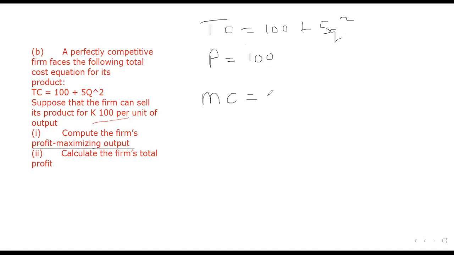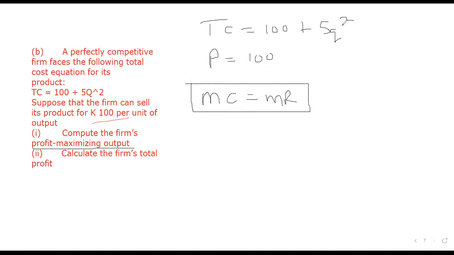So we're given the total cost here. We're also given the price here. How do we compute the profit maximizing output? Okay, what we have? Total cost is equal to 100 plus 5Q squared. And our price is equal to 100. So how do we find the profit maximizing output? We have two ways. We said to maximize profit, marginal cost must be equal to marginal revenue. Correct.